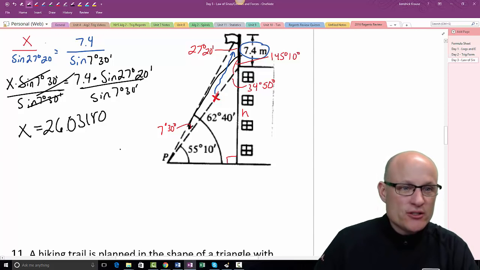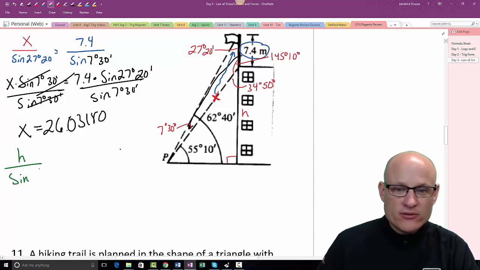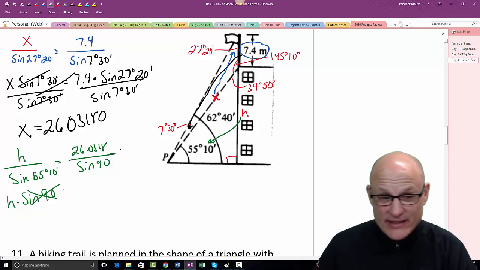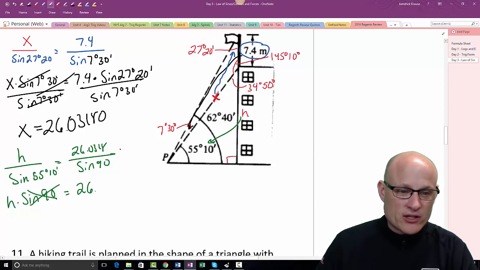So we're going to do h over the sine of 55 degrees, 10 minutes is equal to this 26.0318 all over the sine of 90. And again, yes, I know you don't need the sine of 90. So h times the sine of 90. But again, remember, sine of 90 is really just 1, so we don't need it. Is equal to 26.0318 times the sine of 55 degrees, 10 minutes.